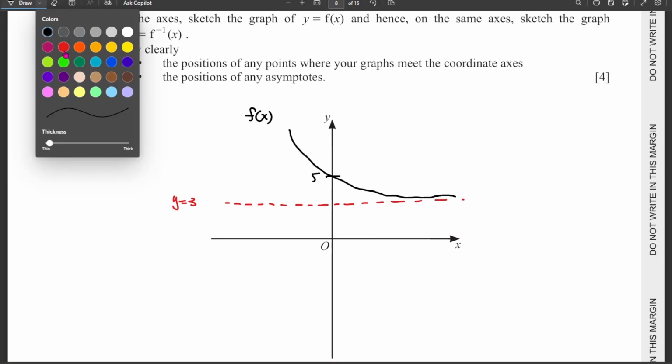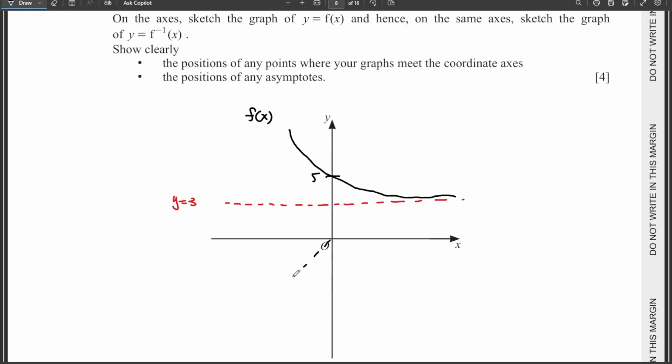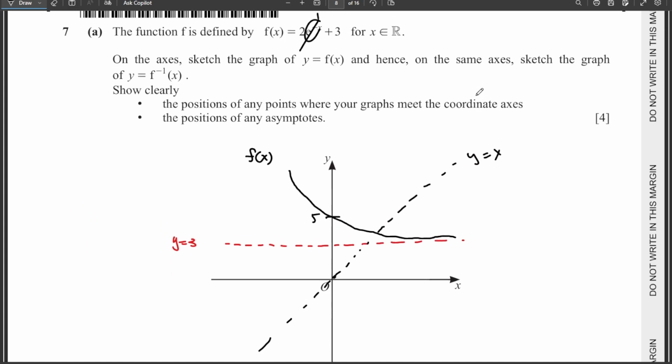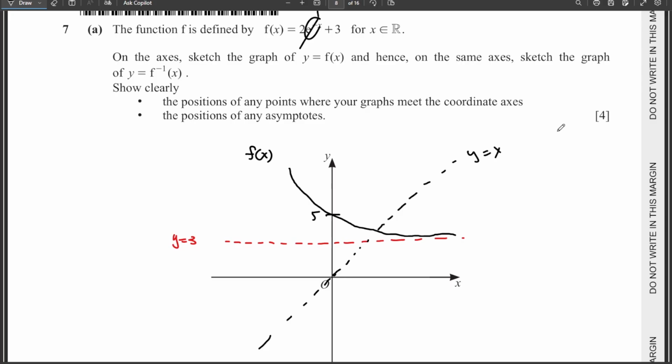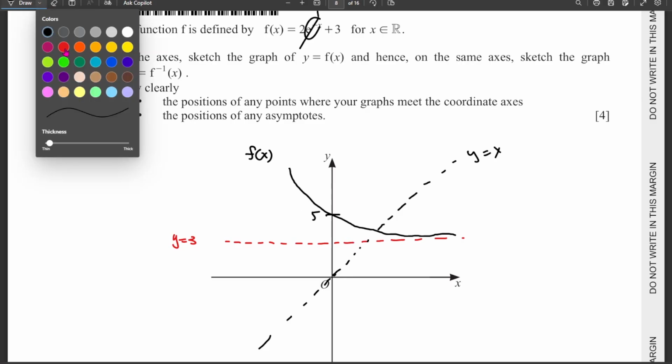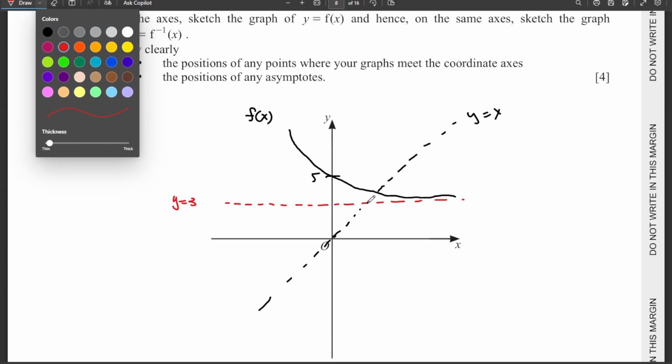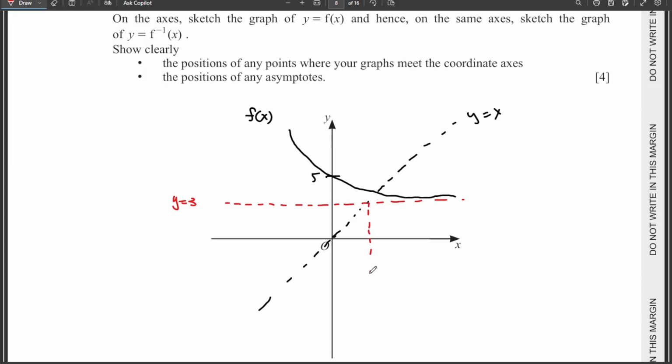Next, let's go for the inverse function, right? So for the inverse, if you recall, it's a reflection of the original function in the line y equals x. So that will be the mirror line. And how it will look, again, you will have an asymptote also. So the asymptote will also be reflected in the mirror line, which will be x equals 3.